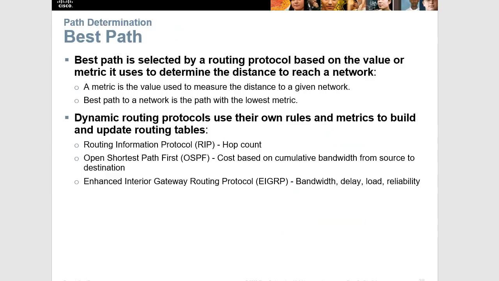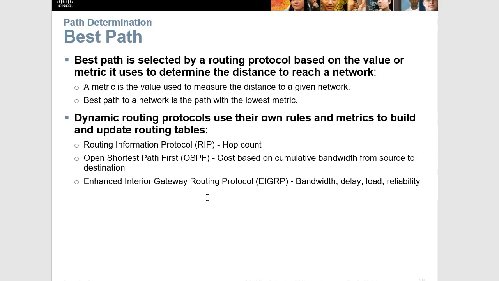So your best path is going to be determined by a metric. Values used to measure the distance to a given network. And you'll see that metric show up in a readout that we see in just a moment. The best path to a network is a path with the lowest metric. And that metric can be a few different things.